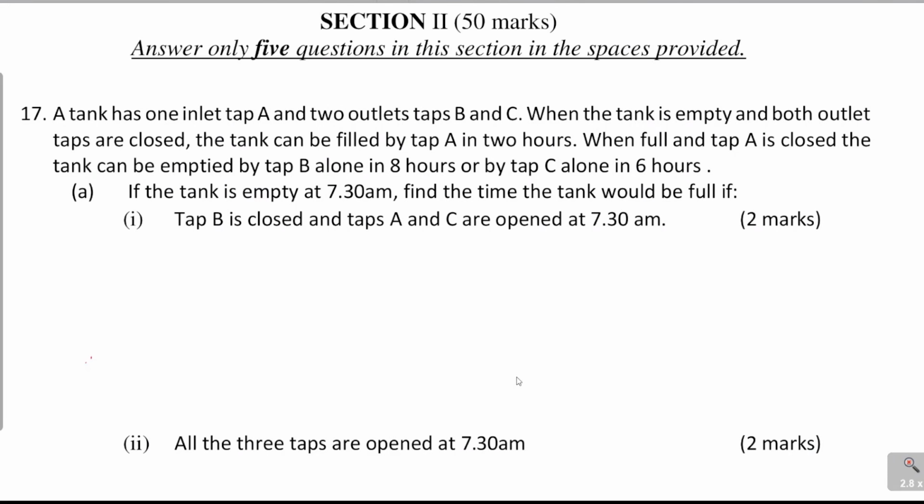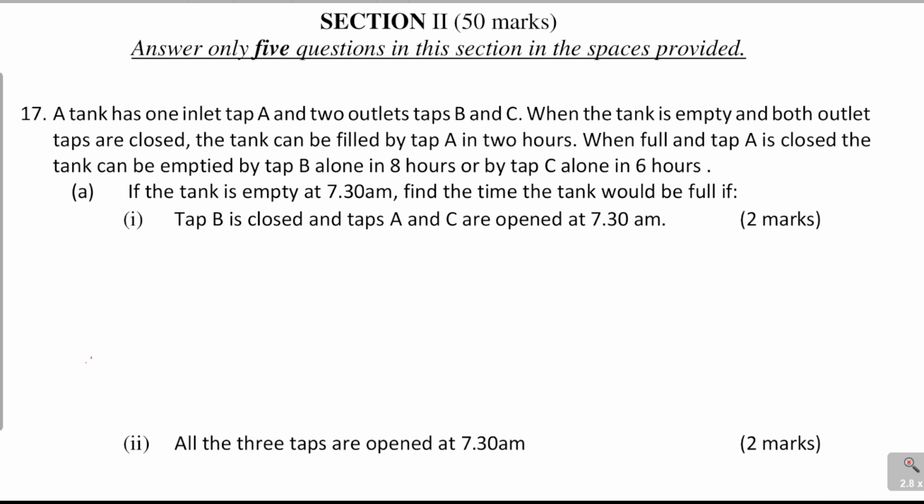Section 2, question 17. A tank has one inlet tap A and two outlet taps B and C. When the tank is empty and both outlet taps are closed, the tank can be filled by tap A in 2 hours. When full and tap A is closed, the tank can be emptied by tap B alone in 8 hours or tap C alone in 6 hours.